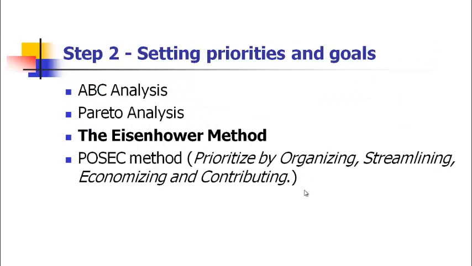Now, step two is setting the priority and goals. There are basically four methods in use right now. The ABC analysis is quite popular. Pareto analysis is there. The Eisenhower method is a very famous method, and that's how time management happens in every organization, so you need to be aware of that. The four quadrants I was talking about fall in this. Then the POSIC method: prioritize by organizing, streamlining, economizing, and contributing. In short, they call it POSIC. So let's check out all of them.